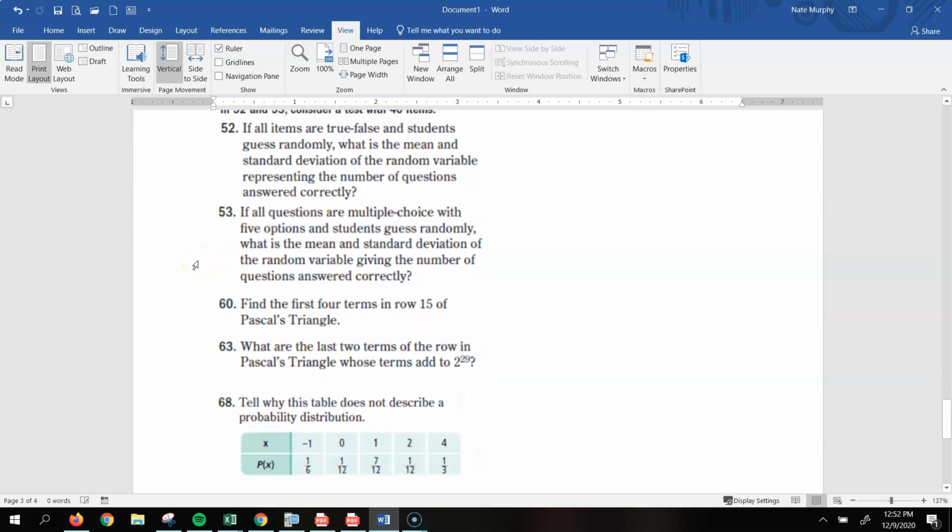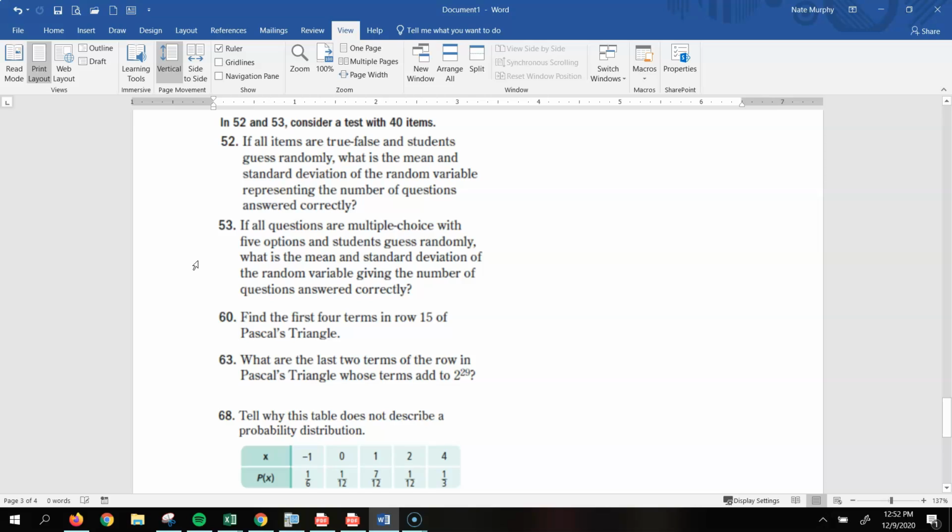All right, getting to the end here. Number 52, if all the items are true or false and students, this is a test with 40 items. So if all items are true or false and students guess randomly, what is the mean and standard deviation of the random variable representing the number of questions answered correctly? Okay, so if it's a true or false quiz or test, that means the probability of success is 0.5. The probability of a failure, getting it wrong, is also 0.5.